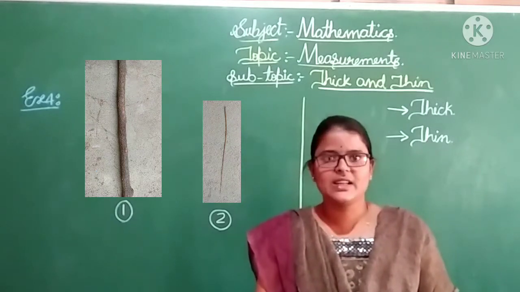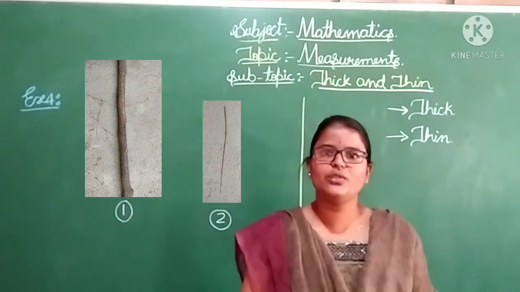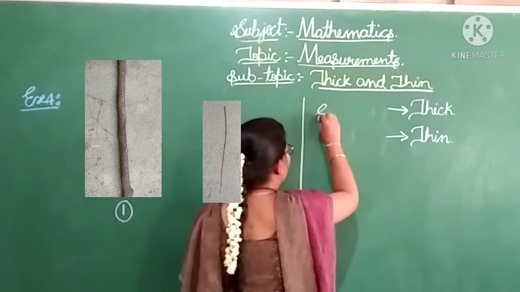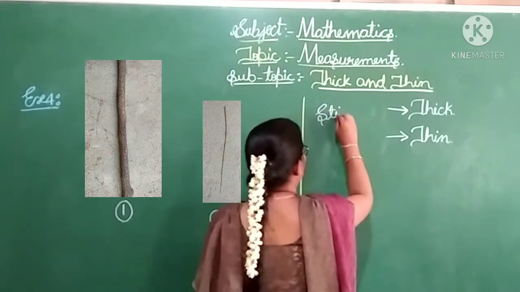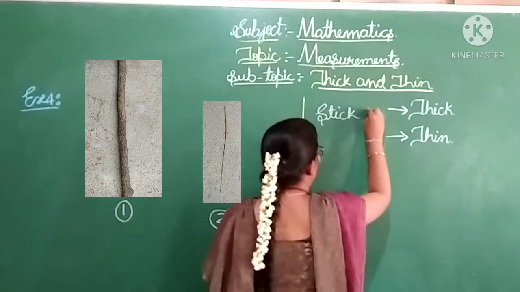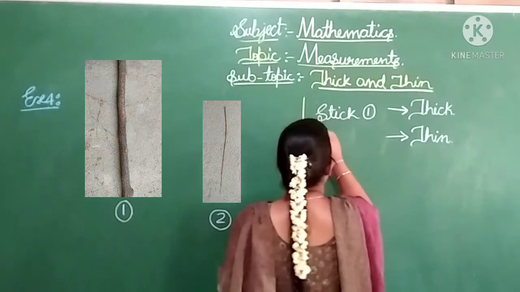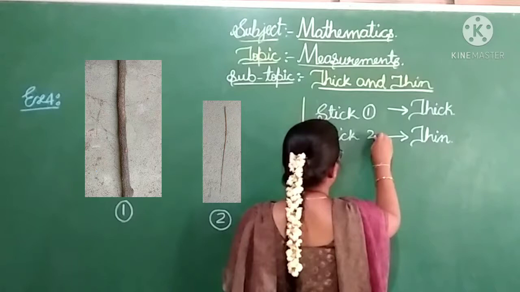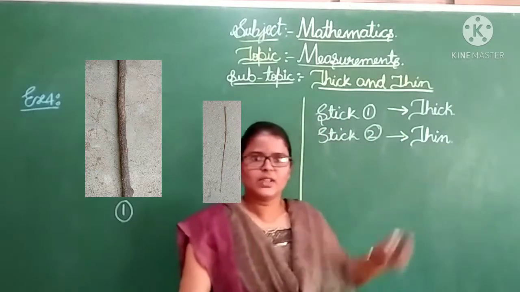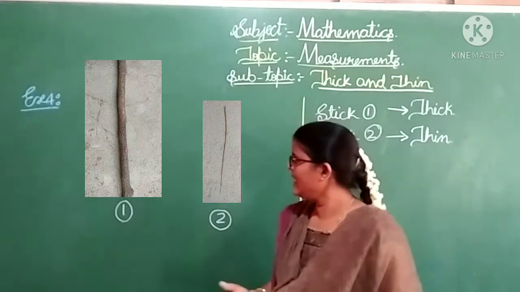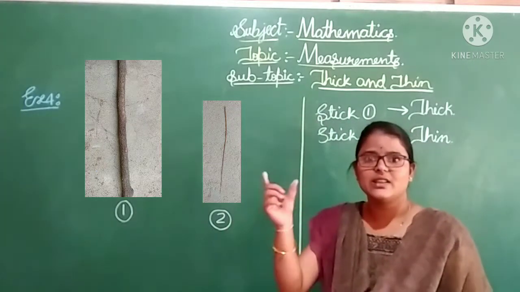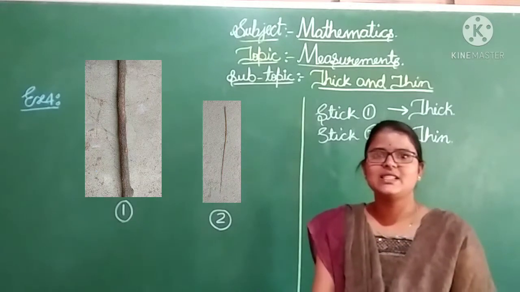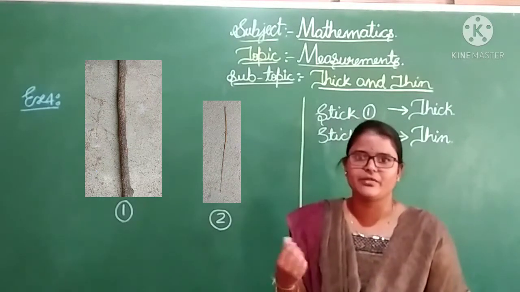See here, stick number 1 is thickest. Write this down. Stick 1 is thick and stick 2 is thin. In the picture also you can see stick 1 is very thick and stick 2 is very thin, right? Yes. Next, let us move on to example number 5.